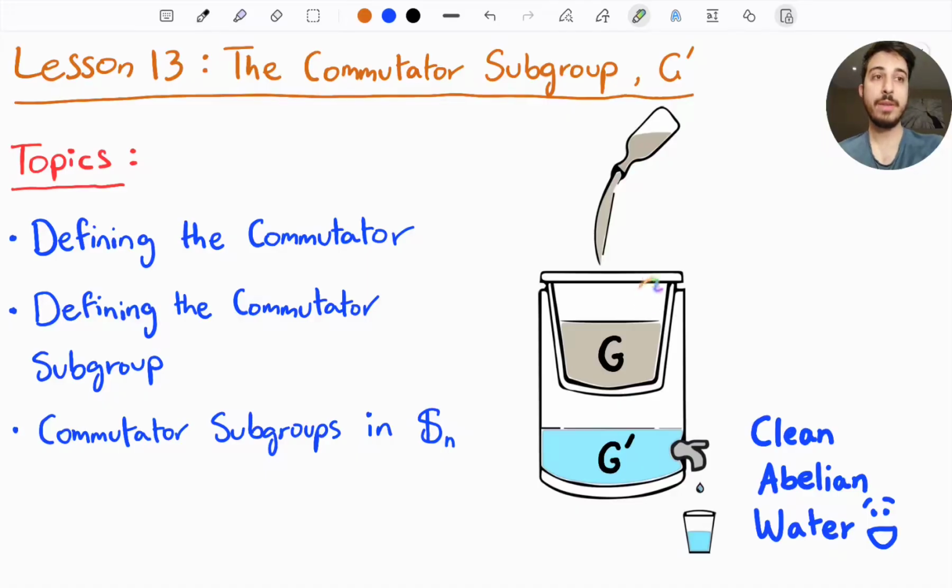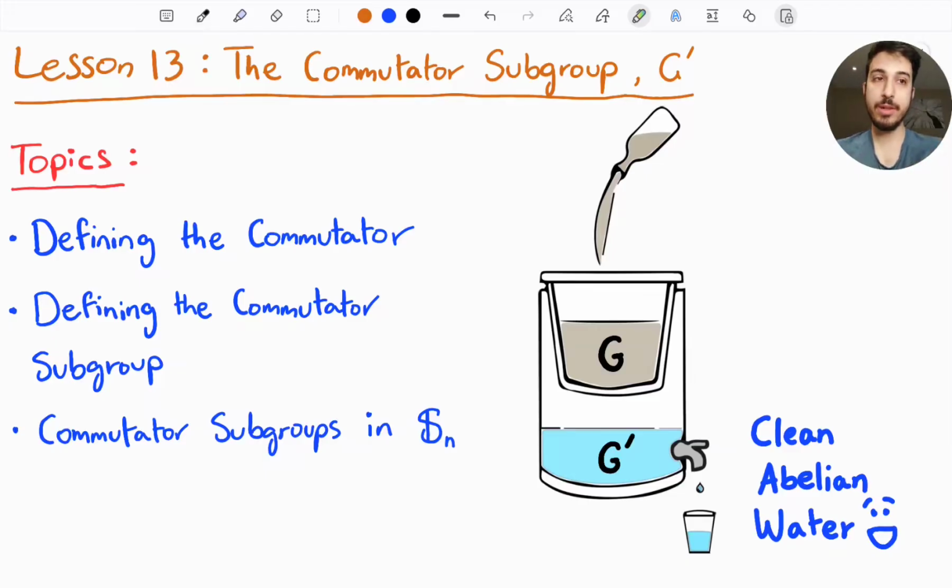Well, if our group G is dirty, unfiltered water, being non-abelian, we hope to reach clean water by taking the commutator subgroup of G, which is called G prime. I will be explaining the exact process that happens during the lesson. But the process here essentially is to give us a more abelian, more commutative group.